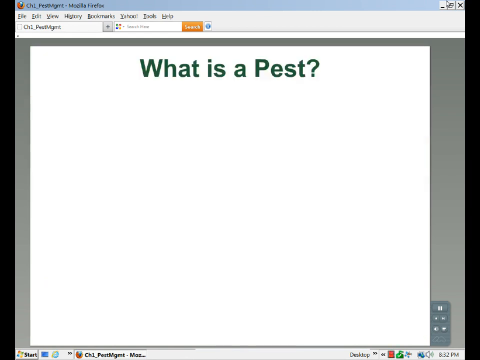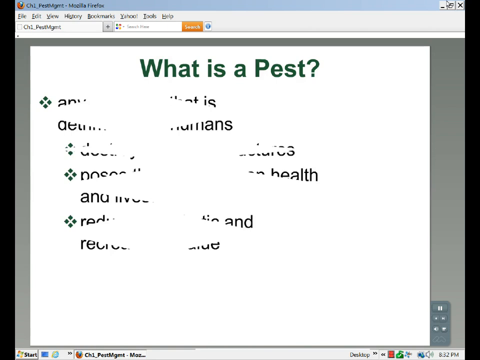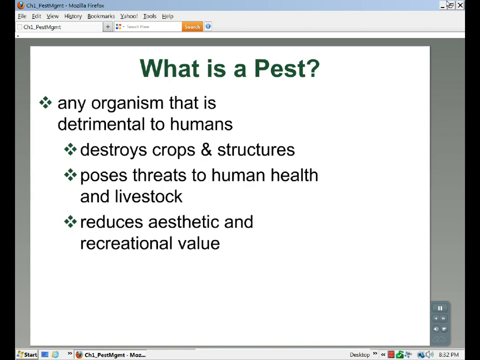What is a pest? A pest is any organism that is unwanted by humans. Pests may be unwanted due to their destructive nature, the health concerns they pose, or because they're plain annoying.